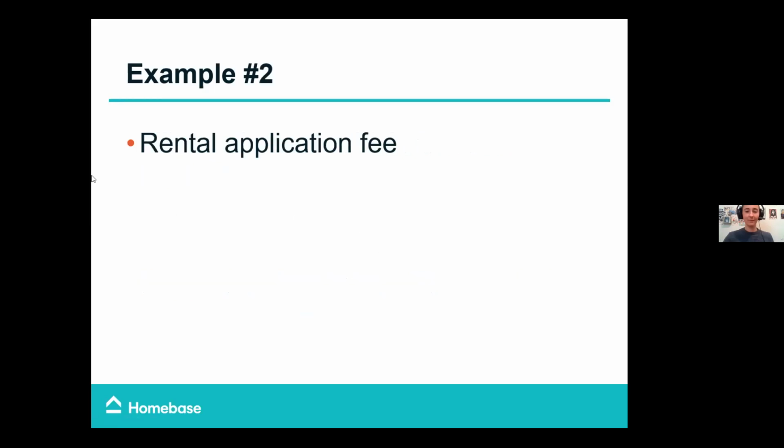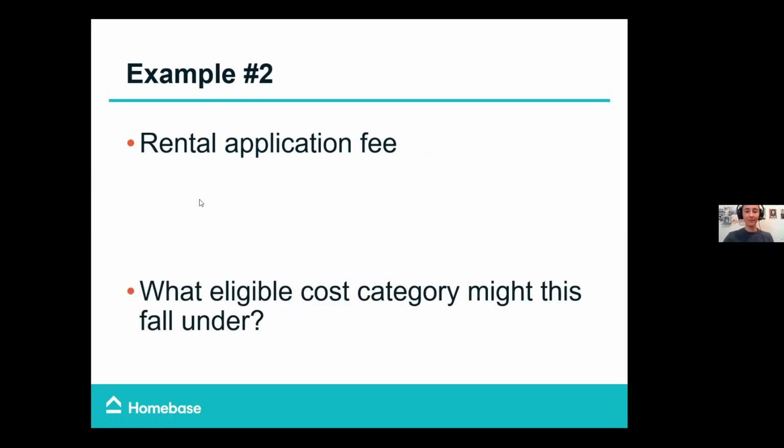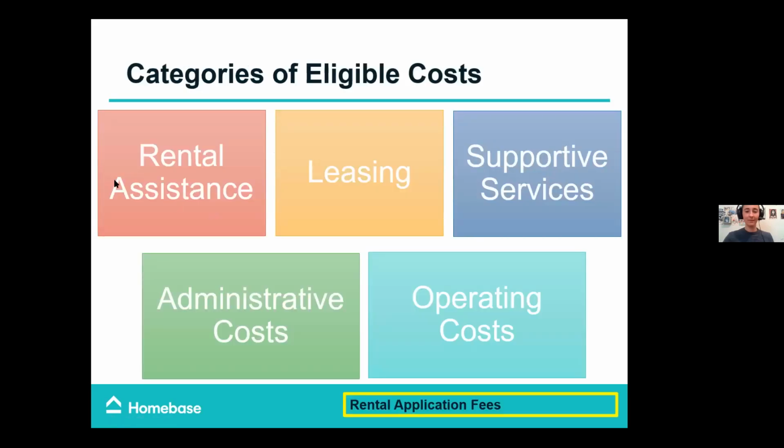So now our next cost is rental application fees. And again, we're asking the same question. Which cost category does this fall under? Next slide, please. So I go back to that same starting reference point and I look at the cost categories. And for this one, I might think rental application fees, rental assistance, they both have rental in the name. Maybe this is where I'm going to look. So I'll look there first.